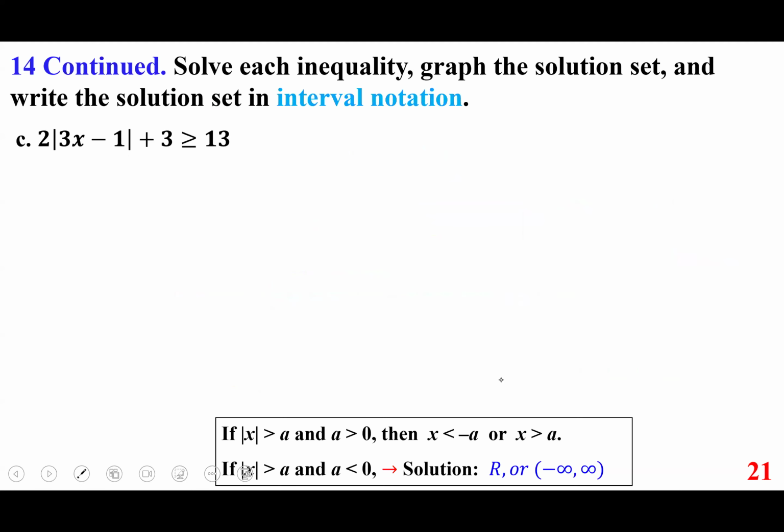What about this one? Again, here's the methodology. If absolute value of x is larger than a and a is positive, either x is less than negative a or x is larger than a. If absolute value of x is larger than a and a is negative, put a negative number, any negative number. Absolute value in worst case scenario is 0, and 0 is larger than a negative number. So it's all real numbers. Okay. So how do you deal with that?